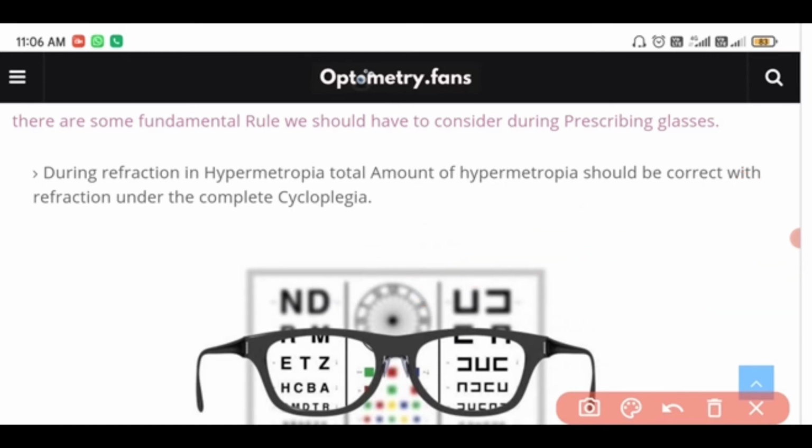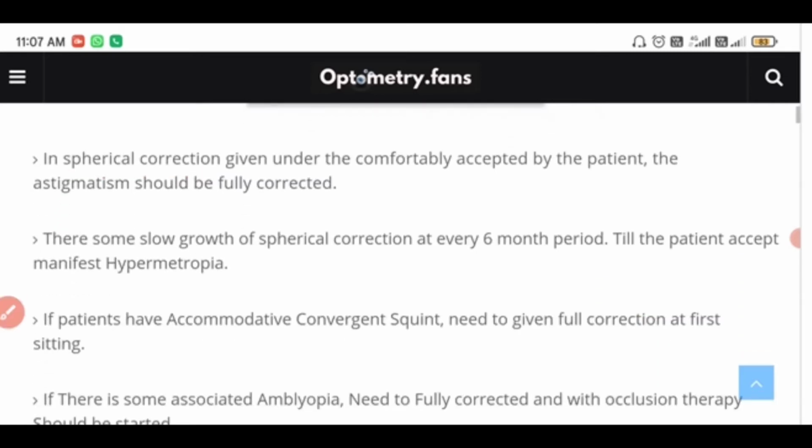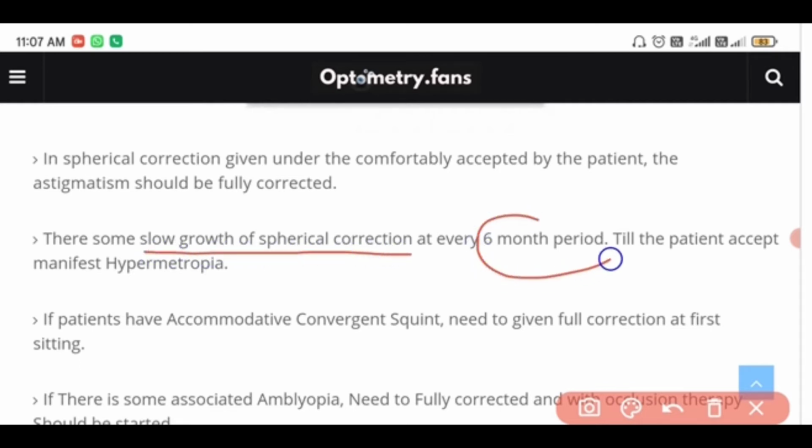So we go to the next conditions. The second point: a spherical correction given should be comfortably accepted by the patient, and the astigmatism should be fully corrected. Next, there is slow growth of the spherical correction, increased every 6 months until the patient accepts the manifest hypermetropia.